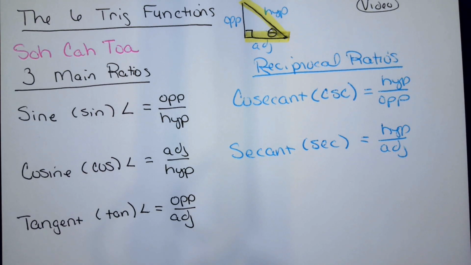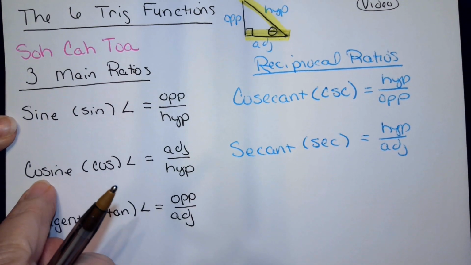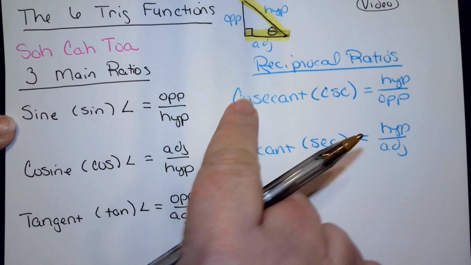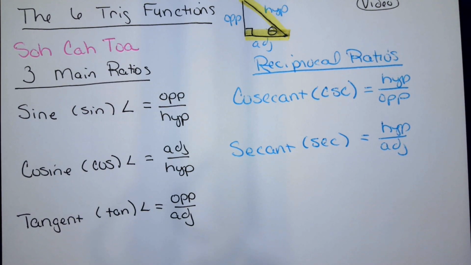Now, ever since I've been teaching math, I've always thought, why didn't they just make the reciprocal of sine be secant and the reciprocal of cosine be cosecant? Because then the c's would match up and the s's would match up. I have no idea why they did that, but they just did it.